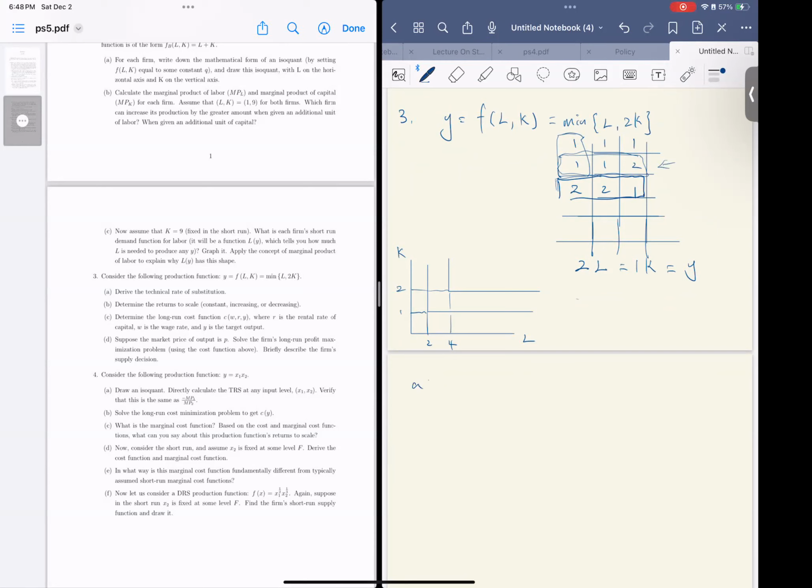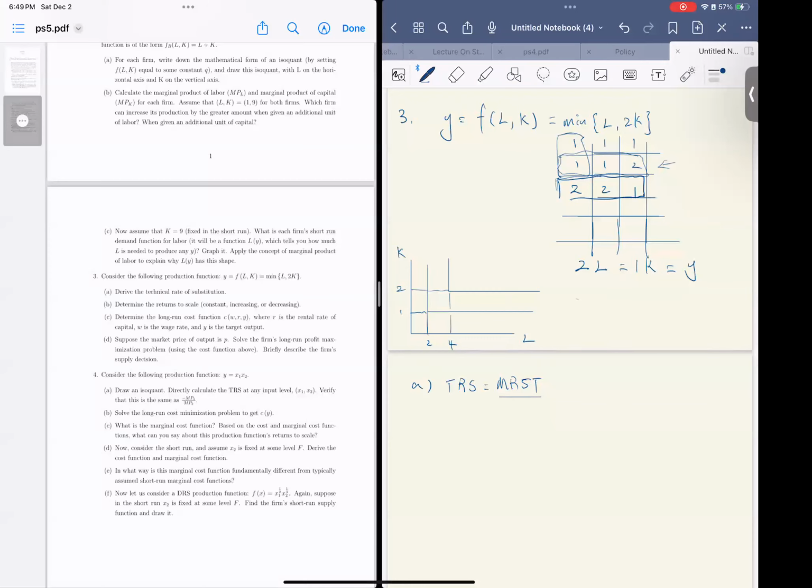So A, derive the technical rate of substitution. So the technical rate of substitution is similar to the marginal rate of substitution from the two goods. It means the rate at which an increase of one unit of input can substitute for another unit of input. So that's the technical rate of substitution.